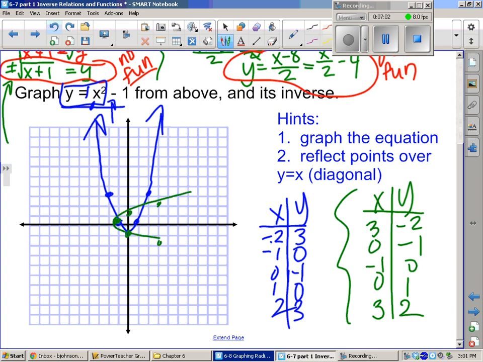Oh, it goes sideways. Yes. Now it says in hint number 2 there, reflected over y equals x, the diagonal line. So if we draw in that diagonal line and pretend that's the fold, the points are going to land right back on those blue points. That's cool. You think about folding. But a simple way to do it is just switch the x and y.